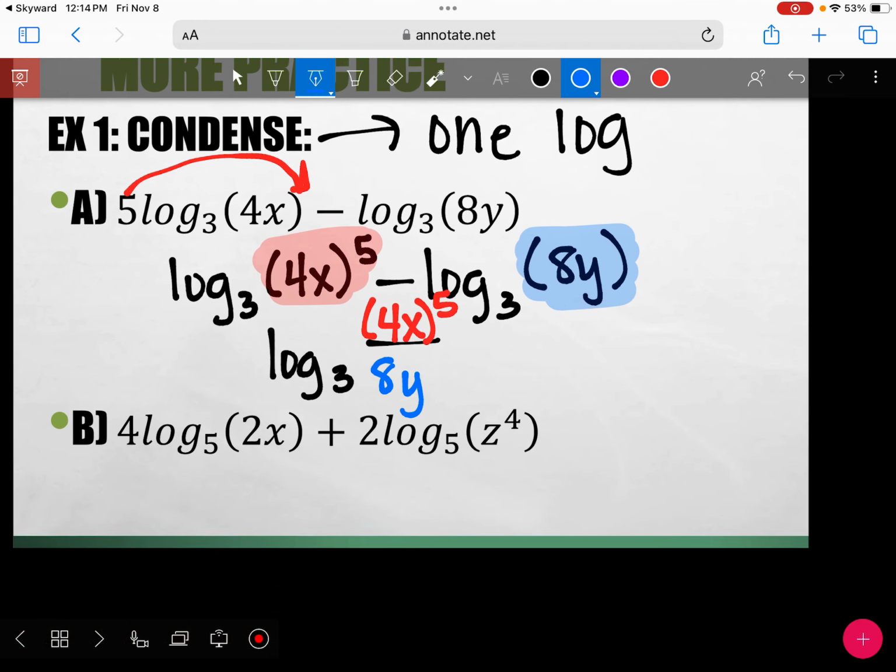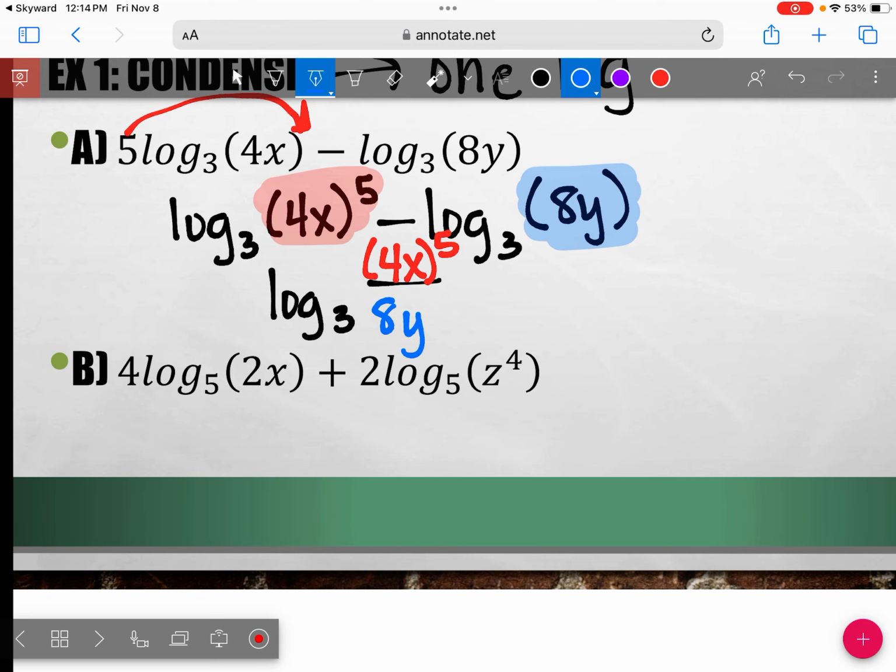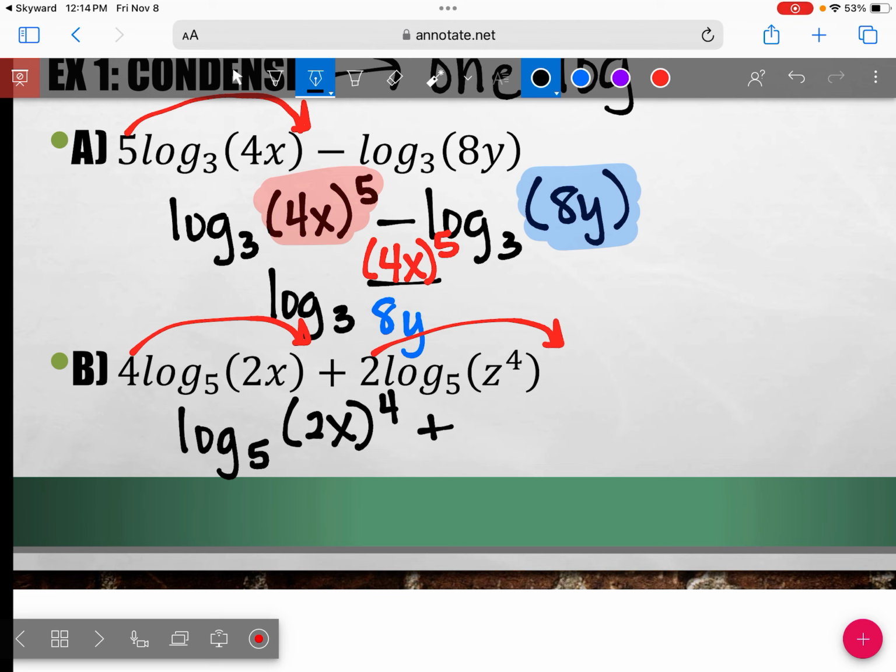All right, let's look at B. In this example, both of them have a power. So I have to move the 4 and I'm moving the 2. So that would be log base 5 of 2x to the power of 4 plus log base 5 of z to the 4th, squared. That's my first step. Move your powers. Now this one is addition. How do you condense addition? With multiplication.